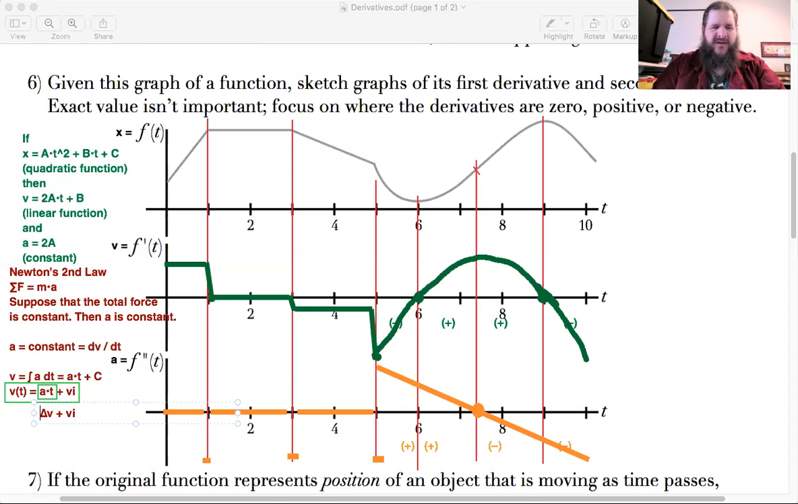You're adding that to the initial velocity, and you get the final velocity. That's really all this equation is saying. You've got your starting velocity plus how much your velocity changes because you're accelerating, and the result is your final velocity. We're just writing it in function notation. Any questions on that so far?